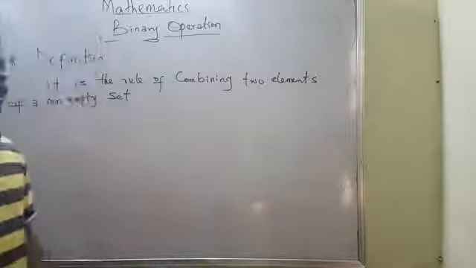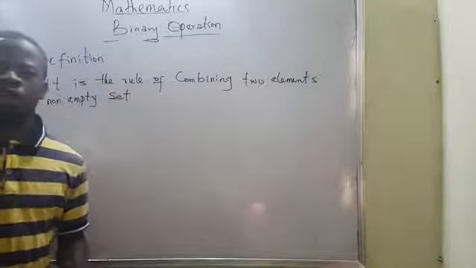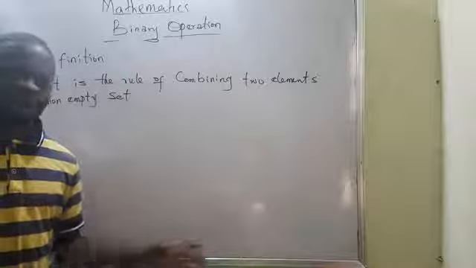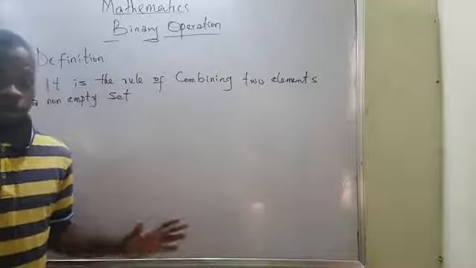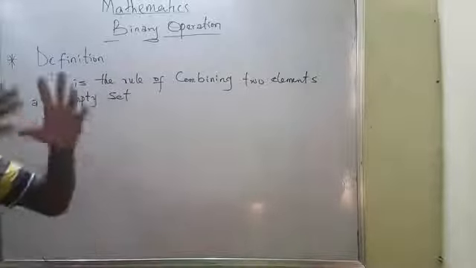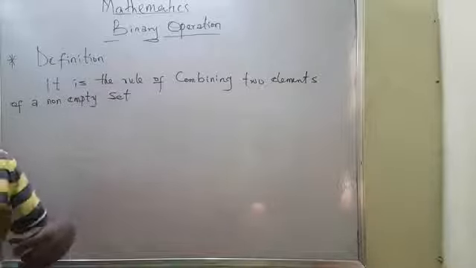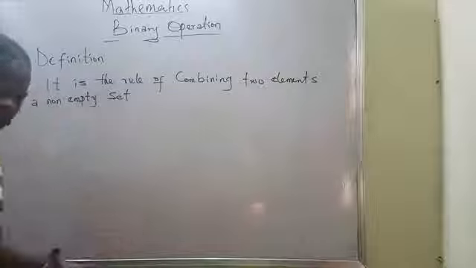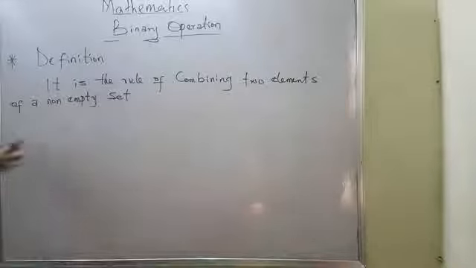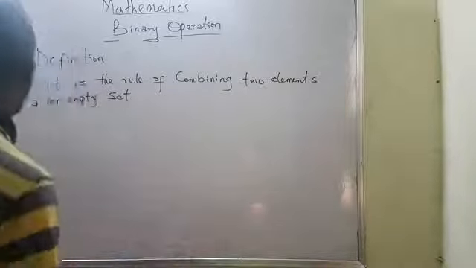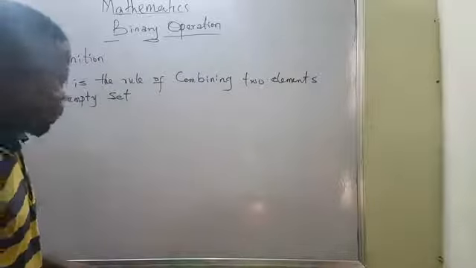Of course, that is not the meaning of a set. A set is a set of defined objects. That is a set, defined objects. Anything defined. There's a definition on it, you know the pattern, you know the structure, you know there's a definition on that group of elements. It is a set. So here, it is a rule of combining two elements of a non-empty set.